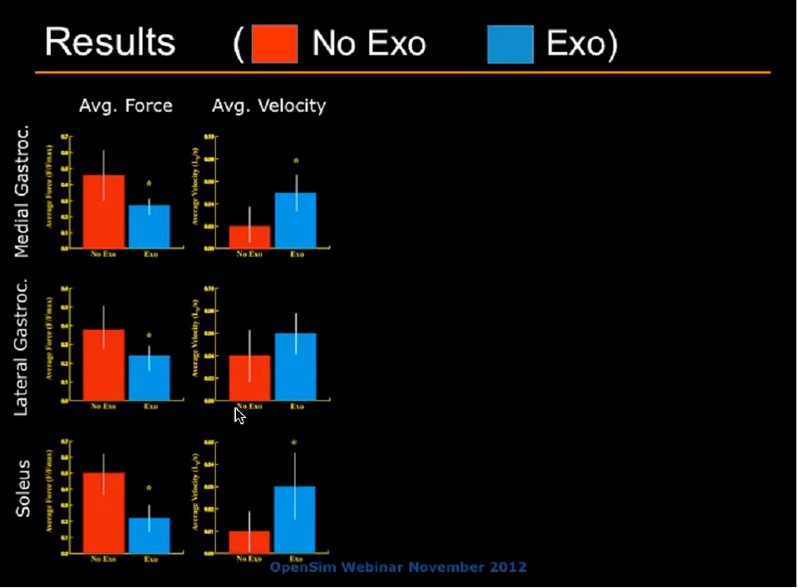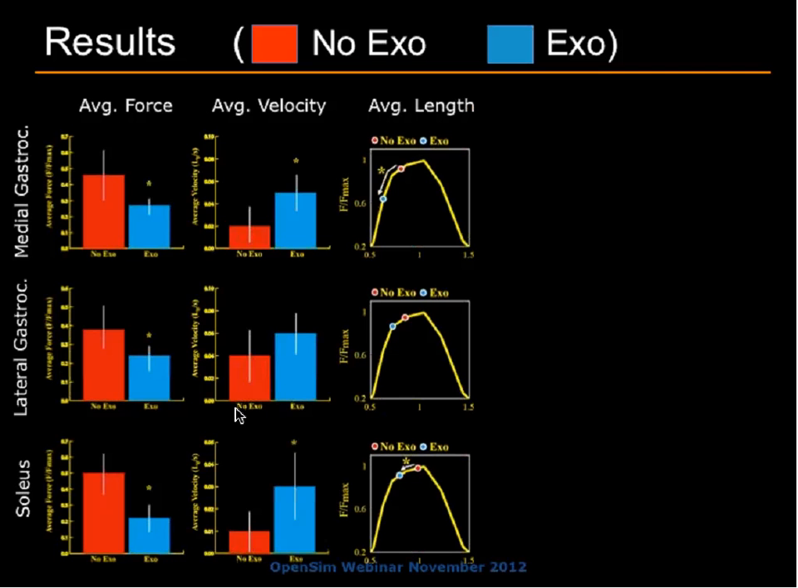velocities. So having looked at velocity, the next thing we wanted to look at was the average operating length of each of these muscles during ground contact. So what I've plotted here is a typical force-length curve for each of those muscles, and identified on that curve where the muscle was operating, or where the contractile part of the muscle was operating during each condition. So the red dots represent the average operating length when no exoskeleton was worn, and the blue dots the average operating length when there was an exoskeleton being worn.